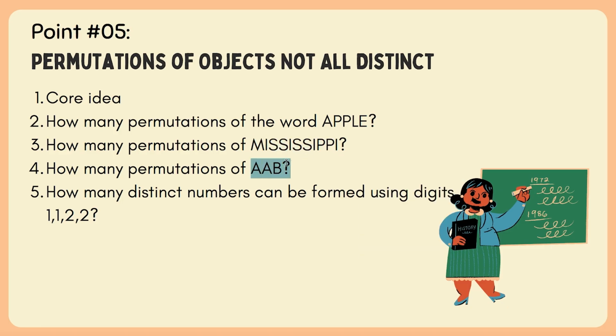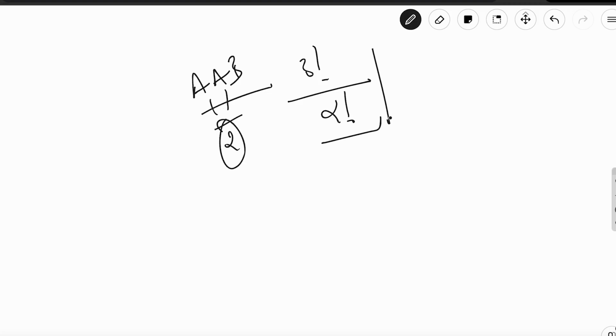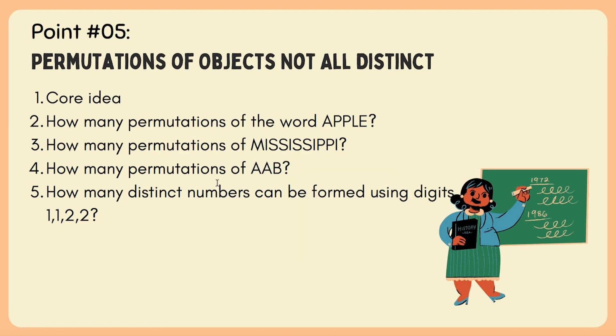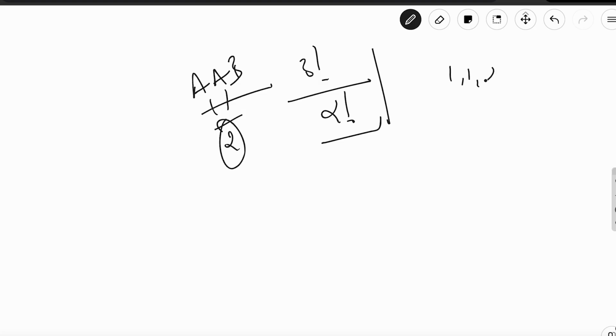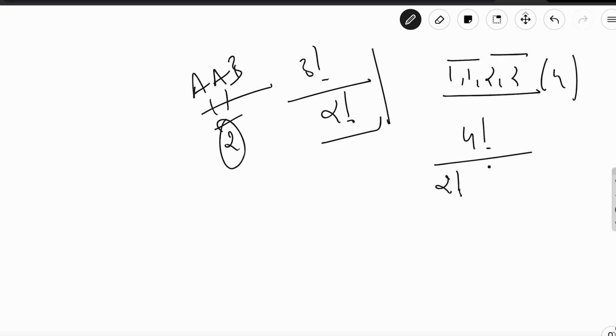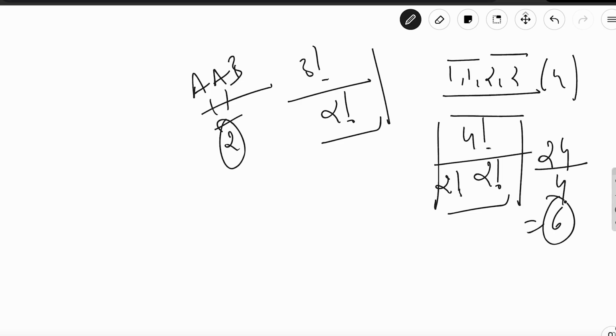How many permutations of A, B, A? 3 letters, so 3 factorial, but A is occurring twice, so divide by 2 factorial. Similarly, how many distinct numbers can be formed using digits 1, 1, 2, 2? These are 4 digits. So the unique combination will be 4 factorial, but 1 is occurring 2 times. Similarly, 2 is occurring 2 times. So this is the answer: 24 by 4, which is 6 unique numbers that can be formed.